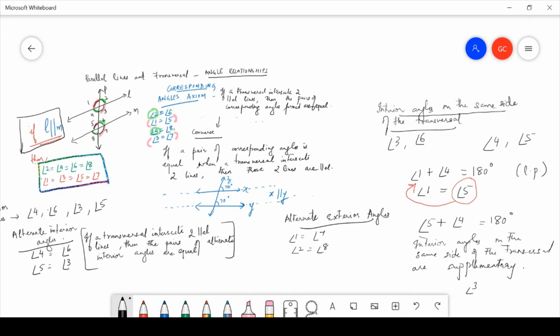Angle 3 plus angle 2 is equal to 180 degrees, and you can substitute 6 in place of 2. You can substitute 6 here because angle 2 and angle 6 are equal. We already showed that here. So angle 6 and angle 2 are equal, so I'm going to just substitute angle 6 here. So angle 3 plus angle 6 is equal to 180 degrees. Now this is another whole different result. Interior angles on the same side of the transversal are supplementary.